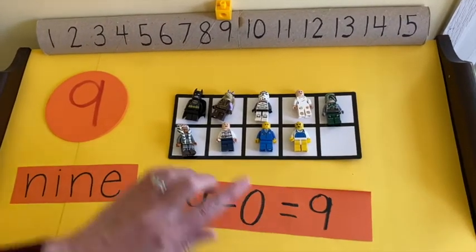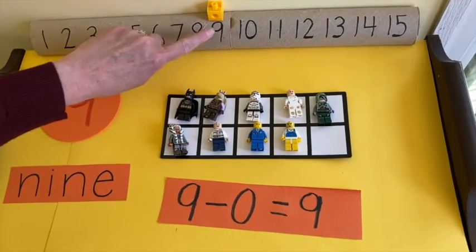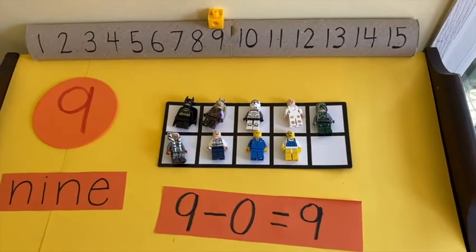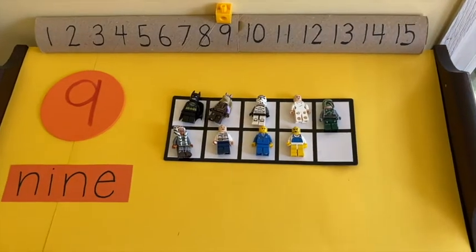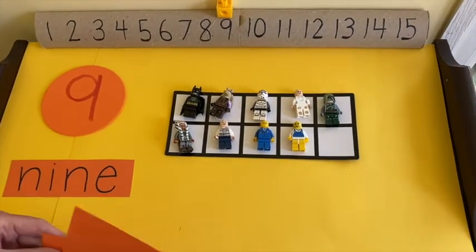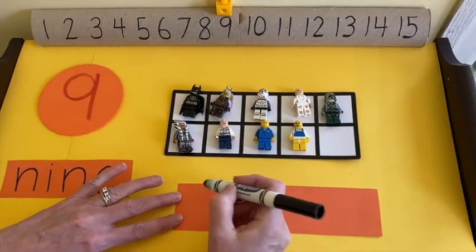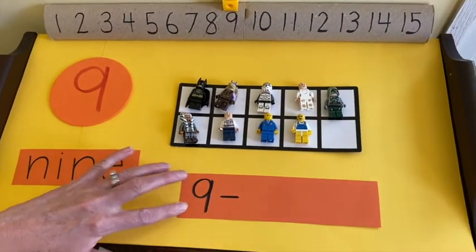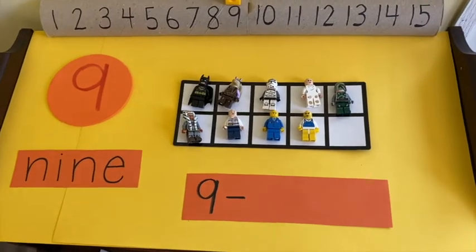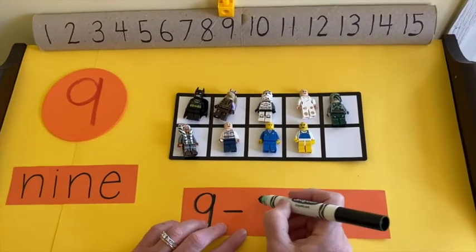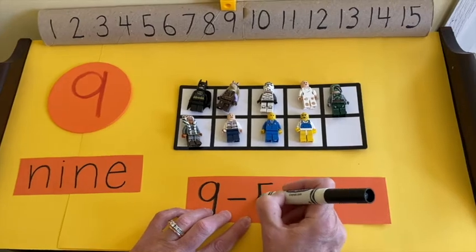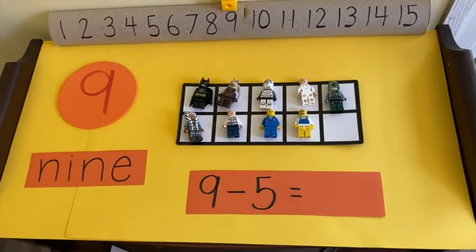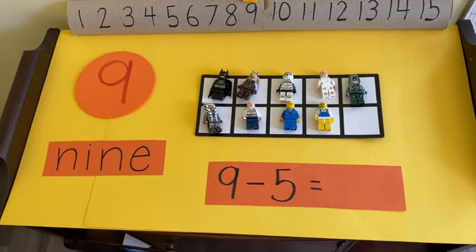Let's take a look at the number line. 9, jump back 0 means stay exactly where you are. So the answer is 9. All right, let's try another one. All right, I have 9 Lego people, and I would like to subtract or take away, this time let's go take away 5. How many would be left?